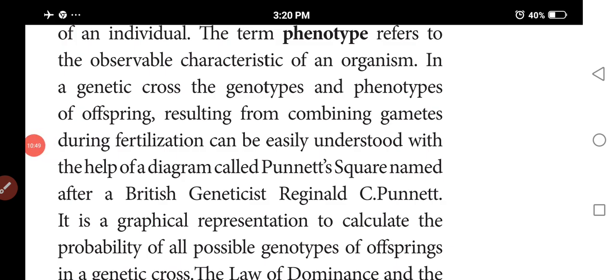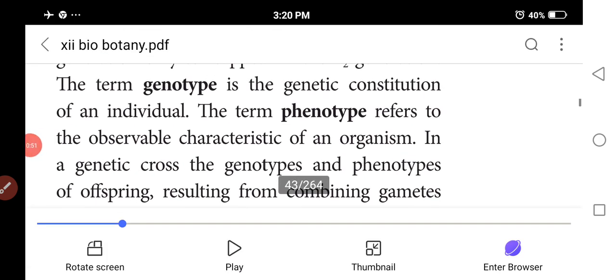First of all, the monohybrid cross focuses attention on the pattern of inheritance of a single character at a time. Mendel crossed pure tall plants with pure dwarf plants. He called these the parental generation.